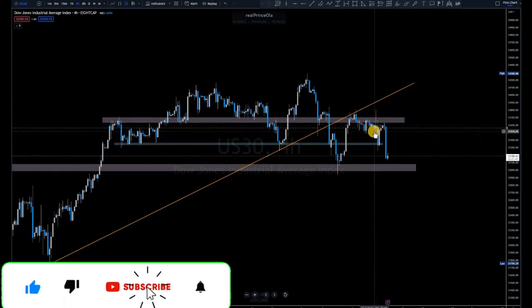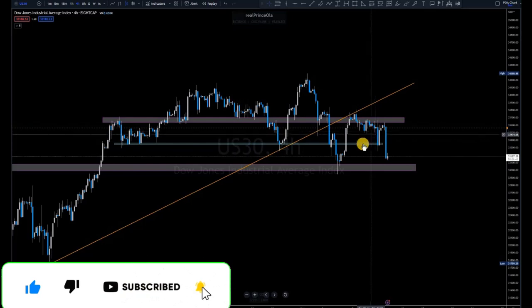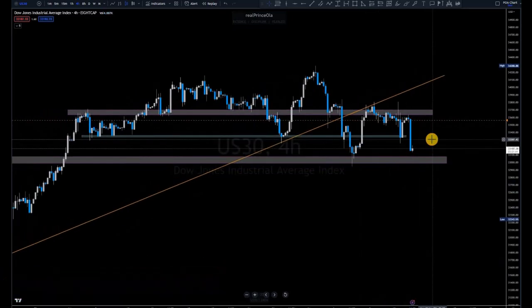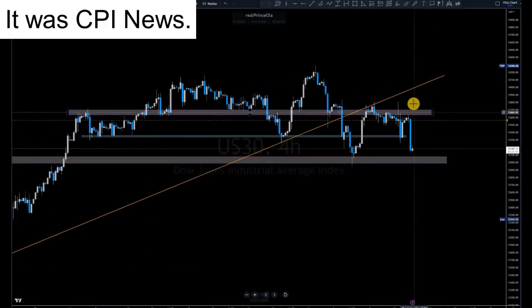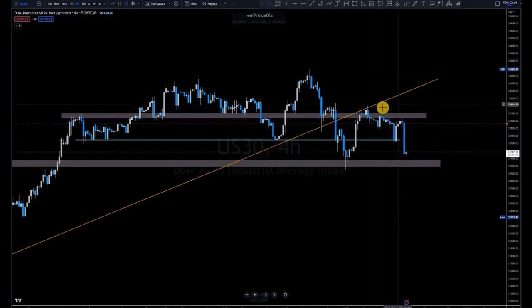But look at what happened. There was news yesterday, FOMC, whatever, I don't know. So the news was what actually caused the liquidity grab. So it goes up and immediately flashes down again.